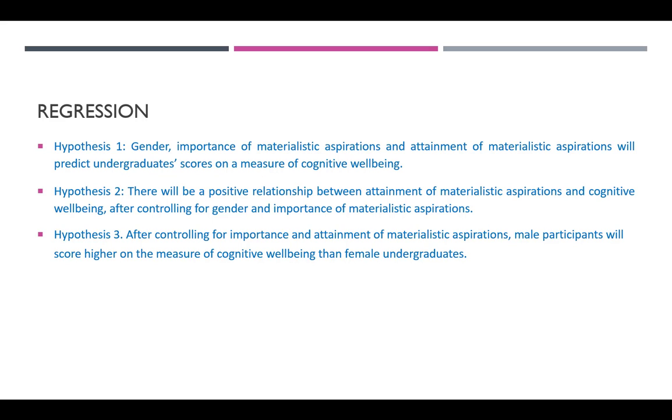And then we go on to make some more specific hypotheses about the relationships between some of the predictors when we've controlled for the others, so that there'll be a positive relationship between attainment of materialistic aspirations, and that male participants will score higher on the measure of cognitive well-being than female undergraduates after we've controlled for importance and attainment of materialistic aspirations. So those are the kinds of things that we wanted to look at using regression.